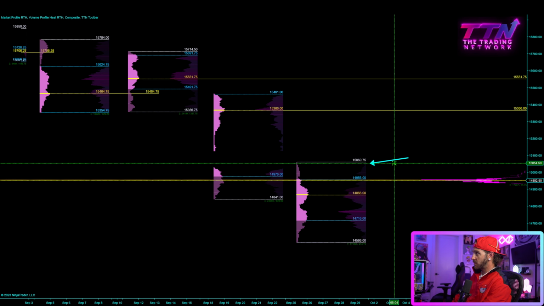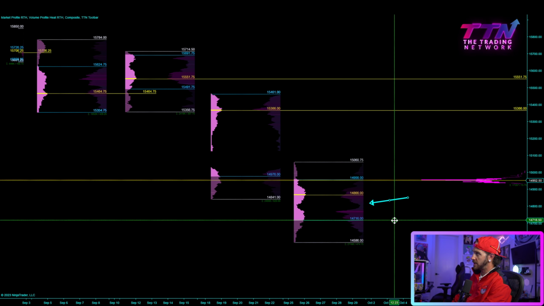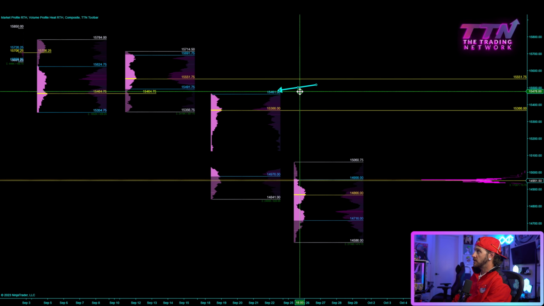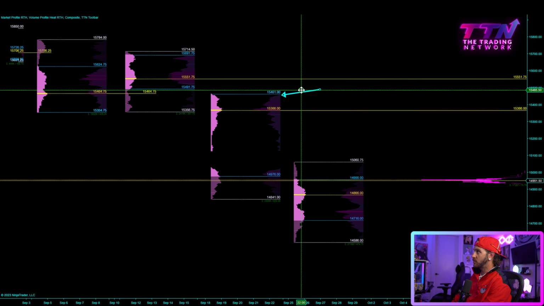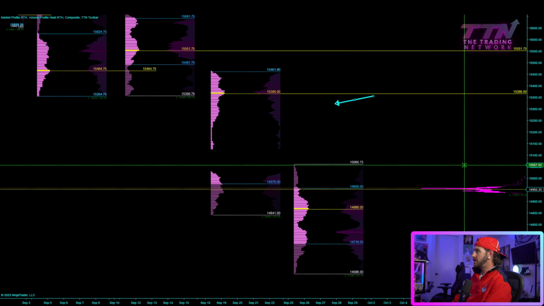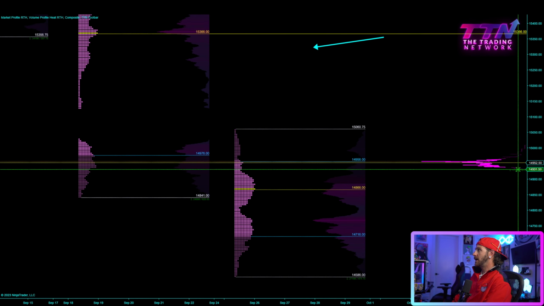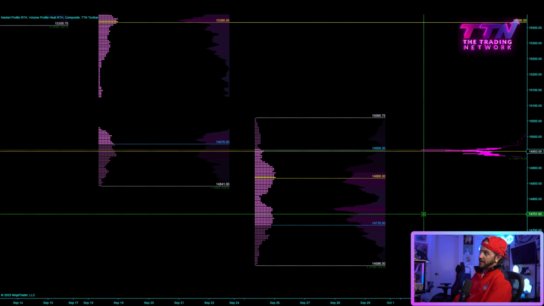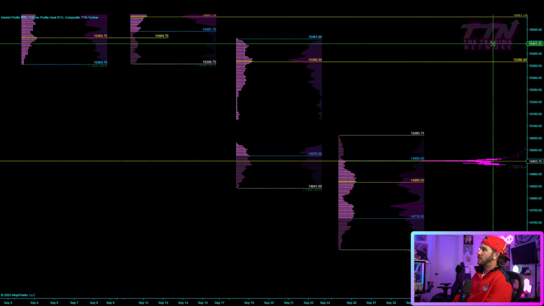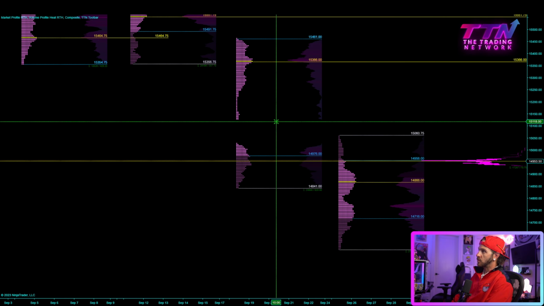This was the highest price traded last week in RTH. This is the lowest price traded last week in RTH. This is the value area high from the prior week, 15,461, which also ended up being the high. This is the value area low. It's very similar to the session profiles we were just looking at, except there is no initial balance, because the initial balance is simply the opening 60 minutes of every intraday profile.